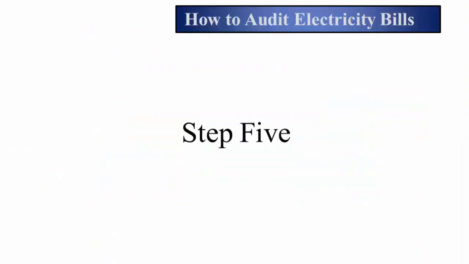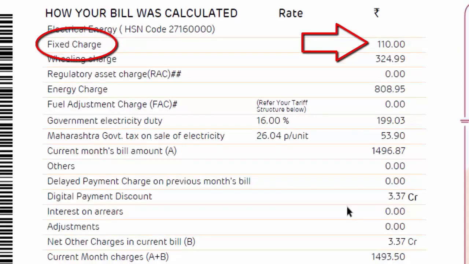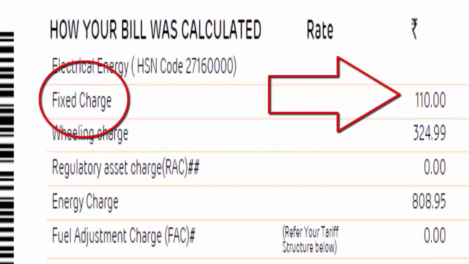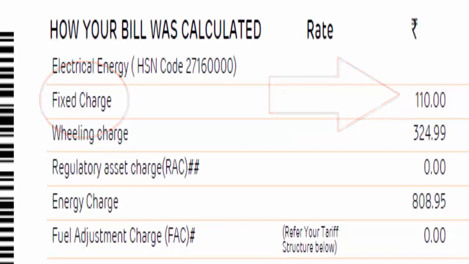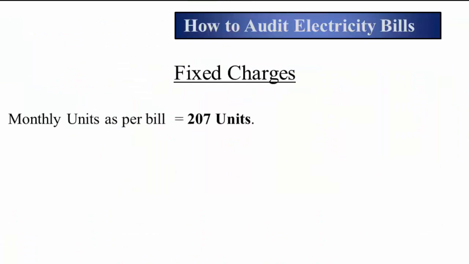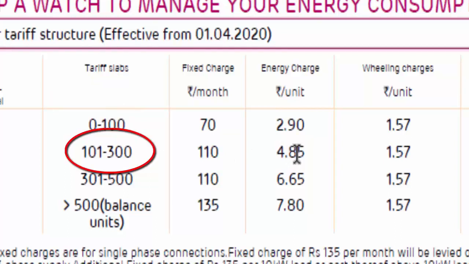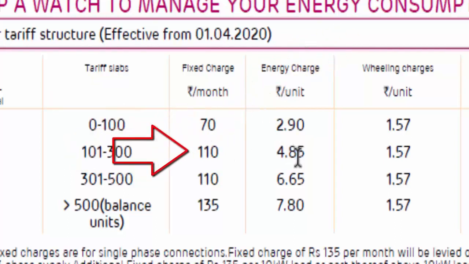Step number 5. Your total bill according to the tariff structure. Now, as you saw, your fixed charges are given as 110 rupees. When you look at this tariff structure, when your total electricity units are below 100, your fixed charges will be 70 rupees. But in this case, we can see that our units are 207 units. So 207 units come under this tariff slab, which is 101 to 300. So what happens is your fixed charges become 110 rupees.